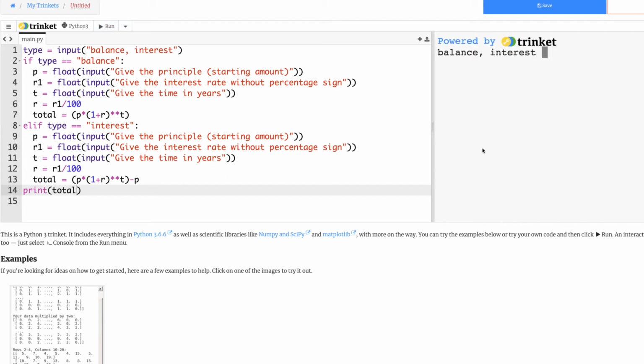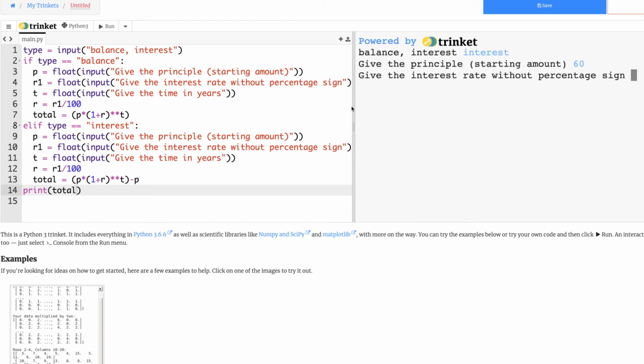Let's just check for any errors. Balance or interest? Let's see. Interest. Give the principal starting amount. Let's say the principal or starting amount is 60. Give the interest rate without percentage sign. Let's just move this back so you can see. That would be 10. Let's say it's 10%, so it's 10. Give the time in years. Let's say 3. 19.86. You can check this for yourself.